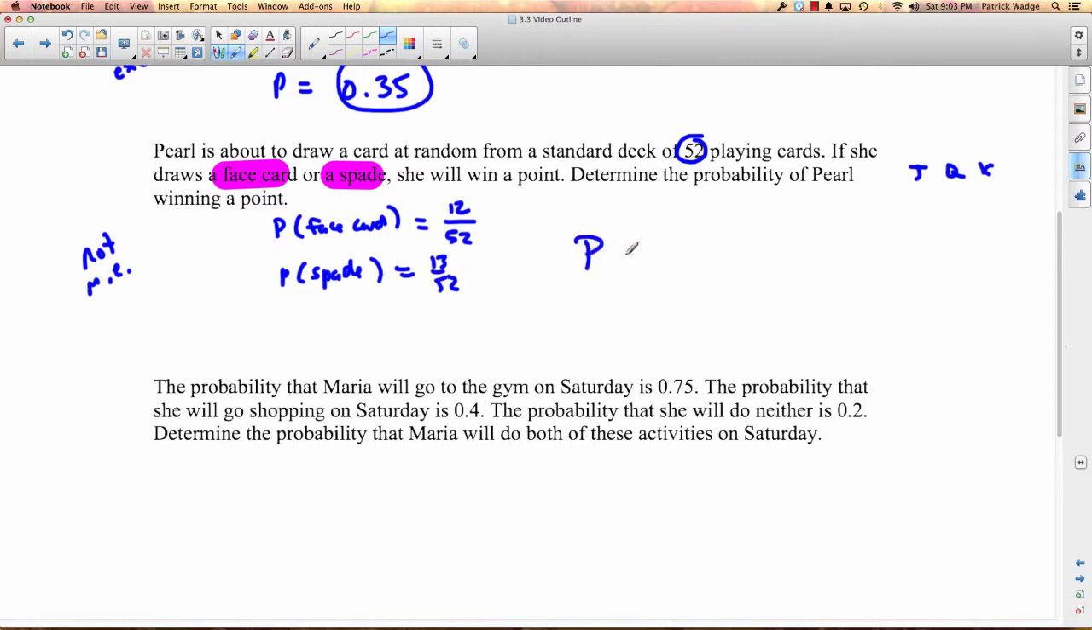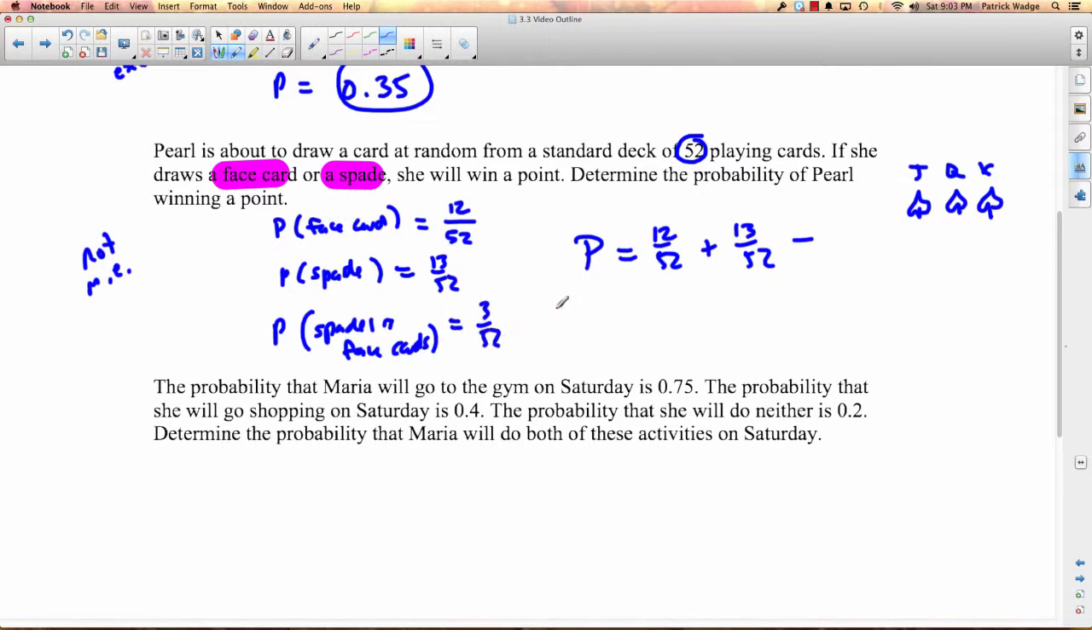Now, when you want to get the overall probability, you do not just go 12 over 52 plus 13 over 52. Why not? Because there's some overlap, so you need to subtract the overlap. How much is the overlap? The overlap will be the ones that are spades and face cards. So how many spades are face cards? 3 of them. There's the jack of spades, the queen of spades, the king of spades. So there's a 3 out of 52 probability of getting a face card that's a spade. So you're going to subtract that 3 over 52. 12 over 52 plus 13 over 52 is 25 over 52, minus 3 is 22 over 52, or in lowest terms, 11 over 26.